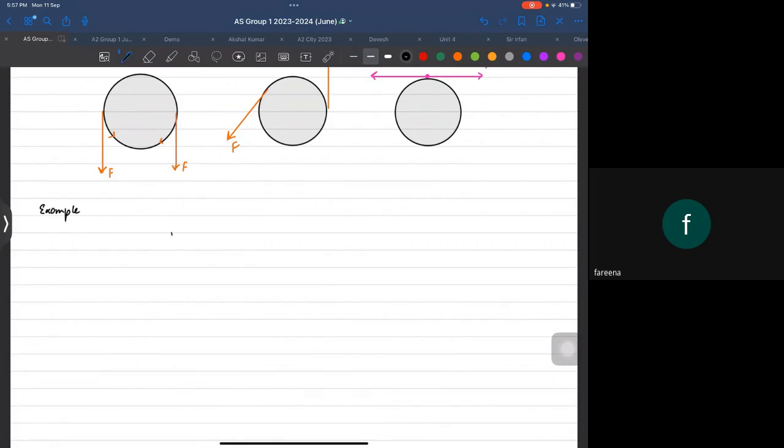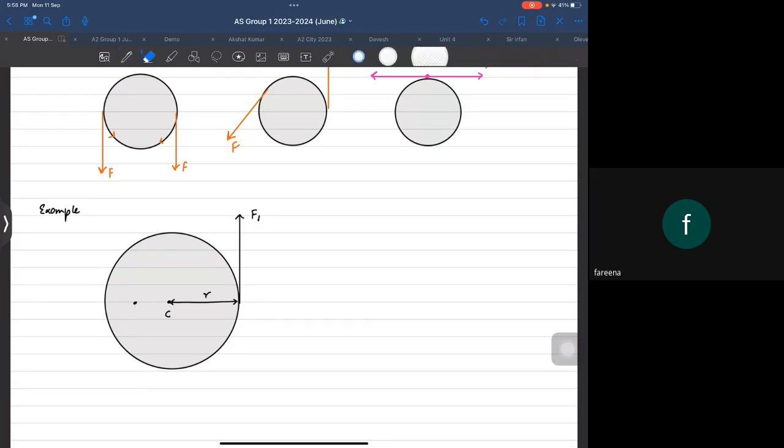So they have given you a body like this. Within this body, they've applied a force. There's a force acting like this. This force is called F1. And then this is the center of the object, C. This distance is R. And then there's another force acting on this side, and this is F2. And this distance is 1/4 R, let's suppose.